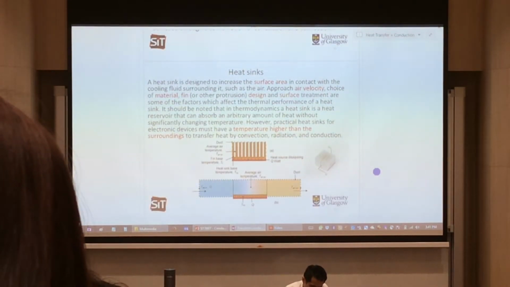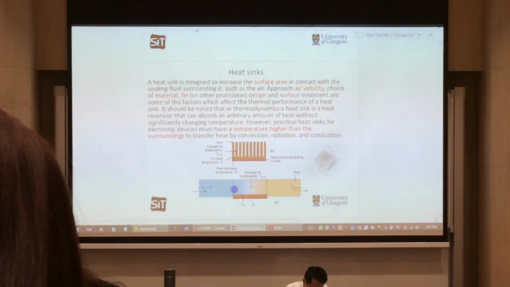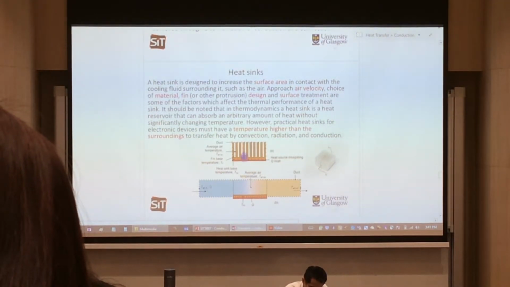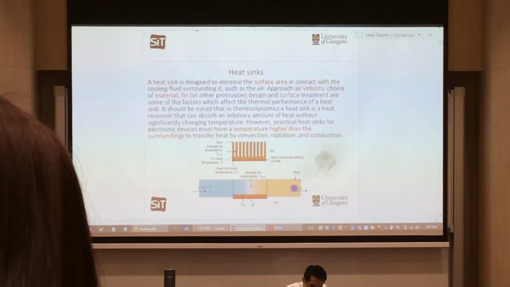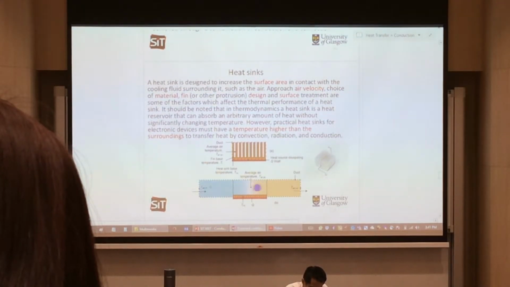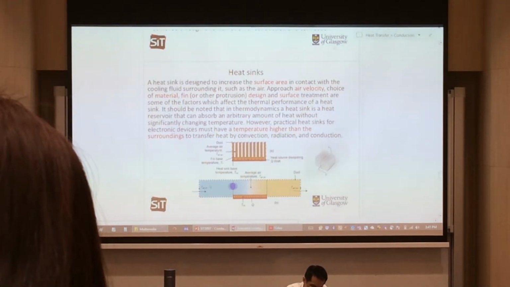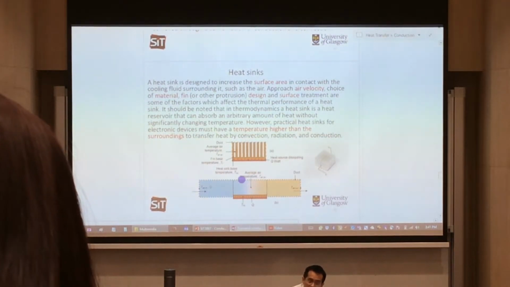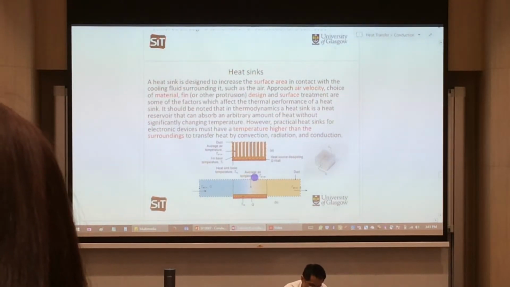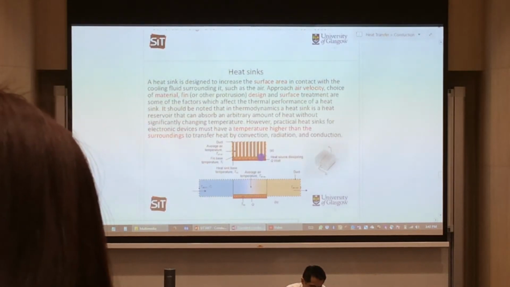The design of the heat sink is such that you will pull in the cool air, and then you will interact with the cooling fins, and then you will discharge that hotter air into the environment. The material of the fins, the surface property of the fins, the air velocity, all these play a role in how good the cooling fin design is. For practical heat sinks for these electronic devices, it must have a temperature that's higher than the surroundings.